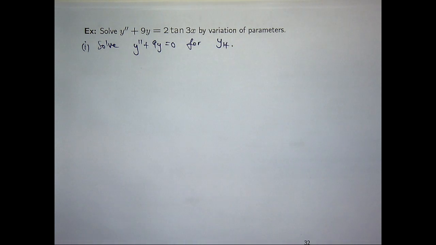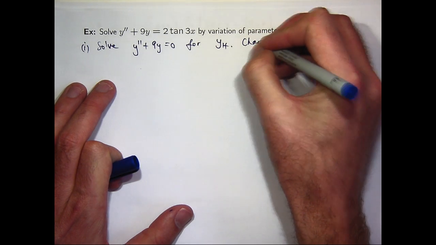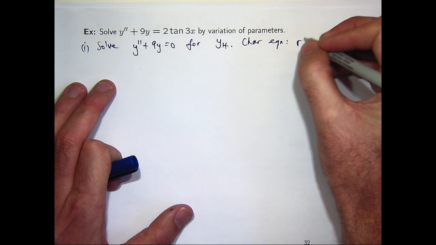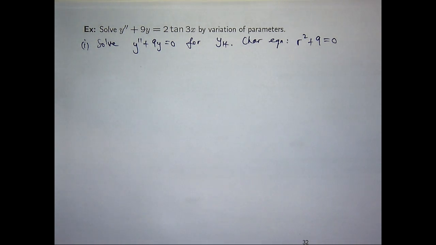Okay? Once we've found that, we can then build a particular solution out of it using the method of variation of parameters. Okay, so the characteristic equation, we won't spend much time on this one. The characteristic equation for this is going to be something like r squared plus 9 equals 0. So we can solve that. It's going to have complex roots. R is going to be positive 3i and negative 3i.